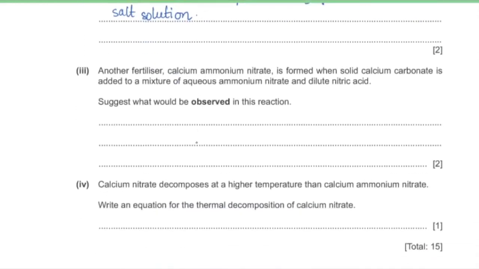Part 3, another fertilizer, calcium ammonium nitrate, is formed when solid calcium carbonate is added to a mixture of aqueous ammonium nitrate and dilute nitric acid. Suggest what would be observed in this reaction. So the first observation would be that solid, that is calcium carbonate, disappears. And the second would be effervescence due to reaction between calcium carbonate, which is a metal carbonate, and acid. So acid plus metal carbonate would give you carbon dioxide, and that would cause effervescence.